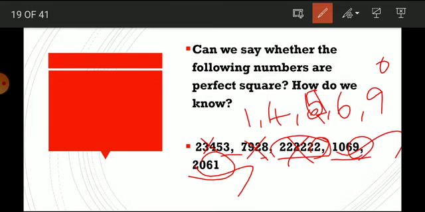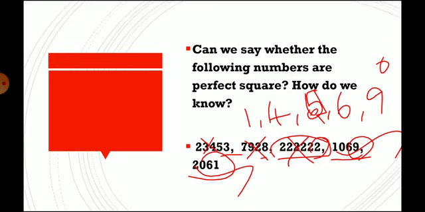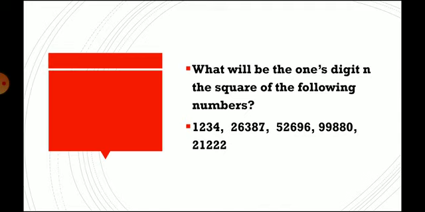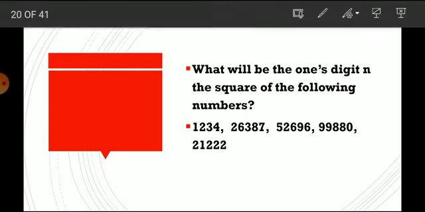Okay, this is step 1. We check whether the units place is 1, 4, 5, 6, 9 or 0. In the first step we check it first. After that we do something else, and only then can we find out whether it is a perfect square or not. Now, what will be the ones digit of the square of the following numbers? Here is the 4, here is the 7, here is the 9, here is 0, here 2.